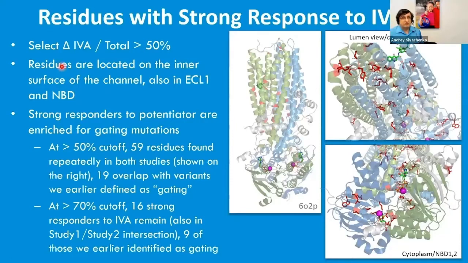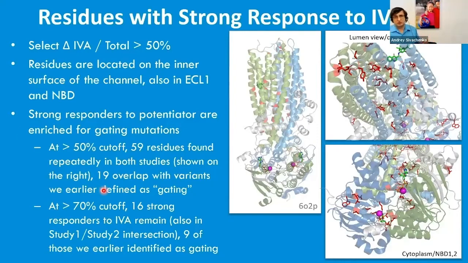We get 59 residues that are repeatedly, consistently found in both studies, with each single study giving us about 70. And 19 of those overlap with the putatively gating variants that we selected and discussed earlier, which makes perfect sense. And we can also see that these strong responders are not all strongly clustered in one place anymore. But in addition to the usual suspects in the ECL1, for instance, they seem in general to be still located either inside of the channel or again in the NBD domains, not far from the ATP binding pockets.